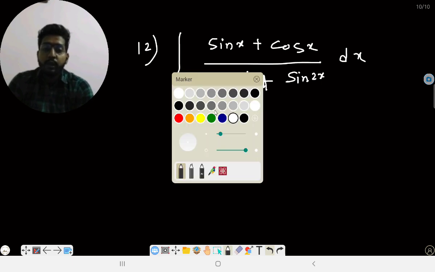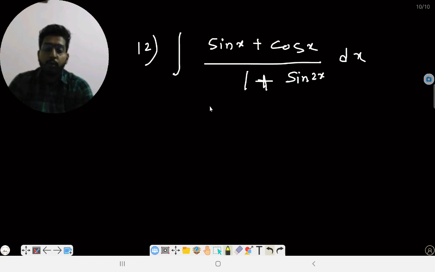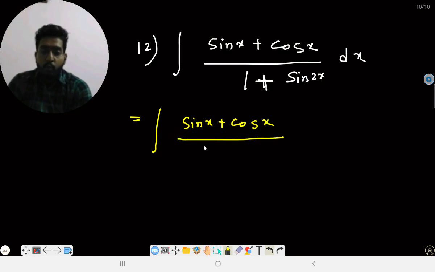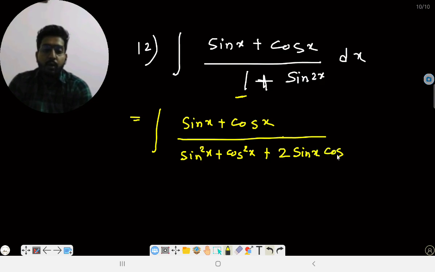Now here, first of all, it is written sin x plus cos x divided by 1. 1 can be written as sin square x plus cos square x, or cos square plus sin square, anything. So I am writing like this, sin square plus cos square. Now what will be sin 2x? We know sin 2x is 2 sin x cos x, like this, dx.